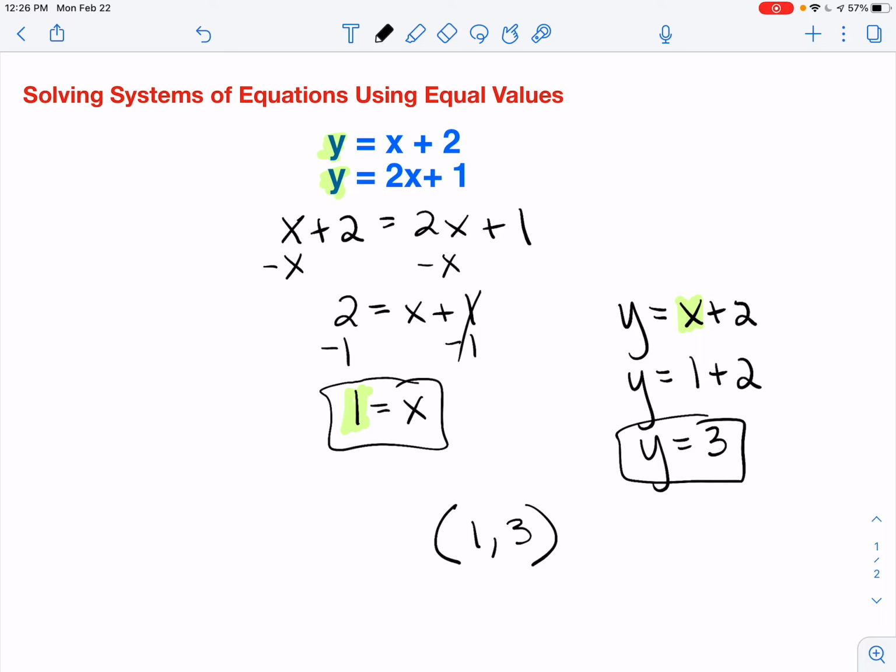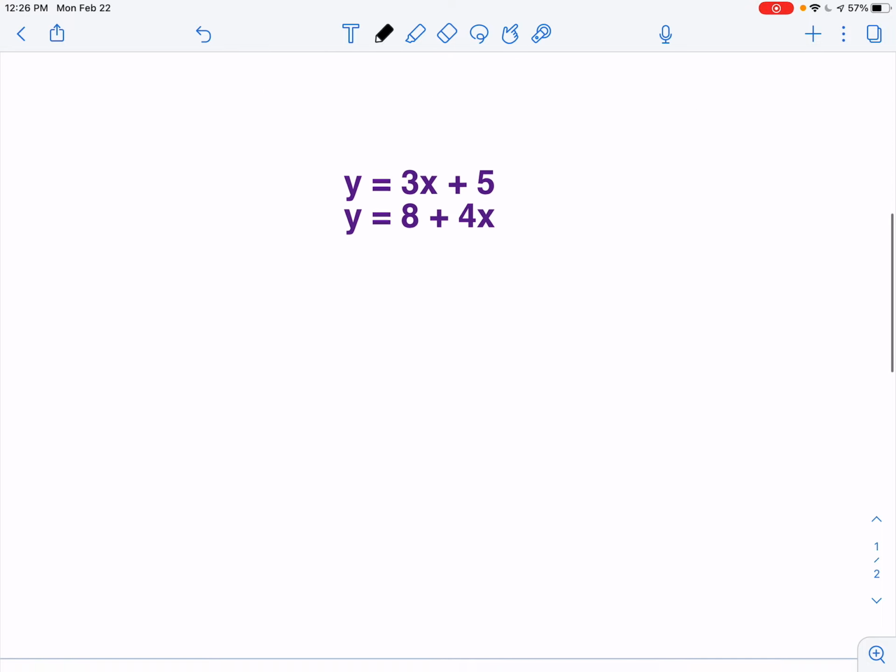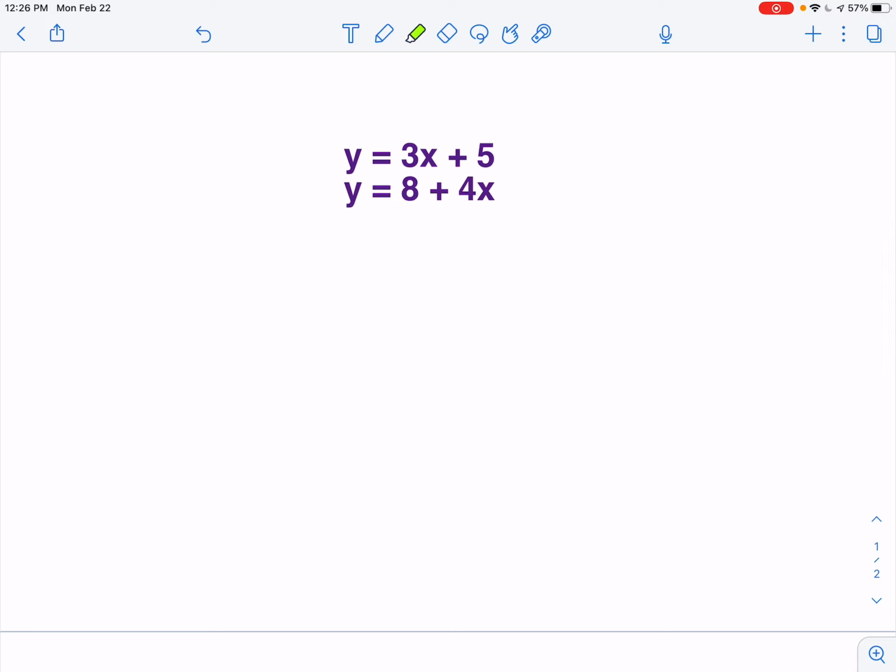Let's take a look at another example. Again, in order for this to work, we have to have our equations set equal to the same variable. You'll notice both of these are set to y equals, which means I can set them equal to each other. So I have 3x plus 5 equals 8 plus 4x.